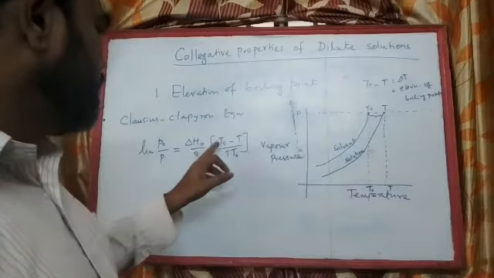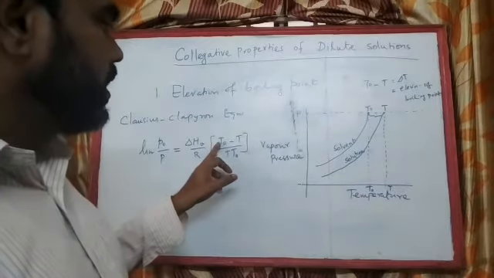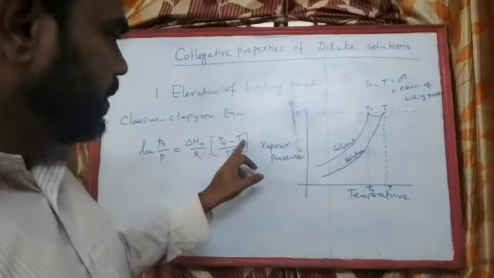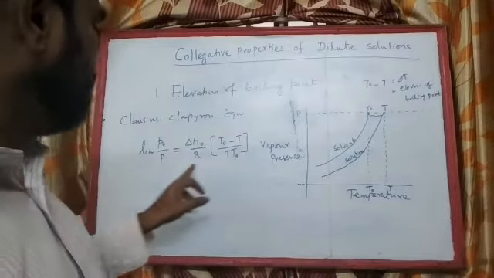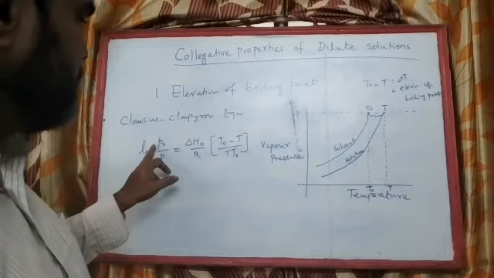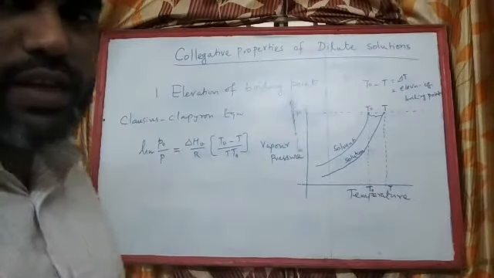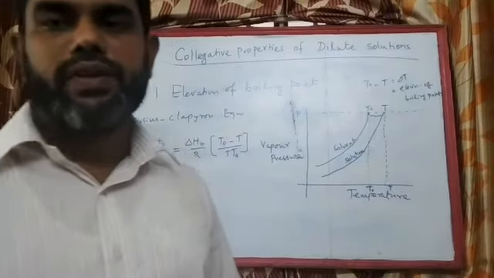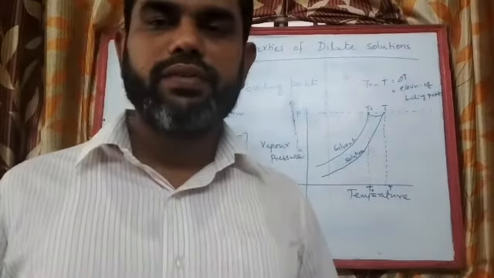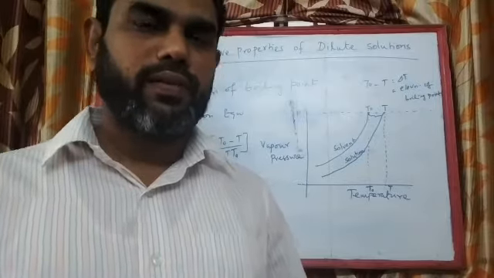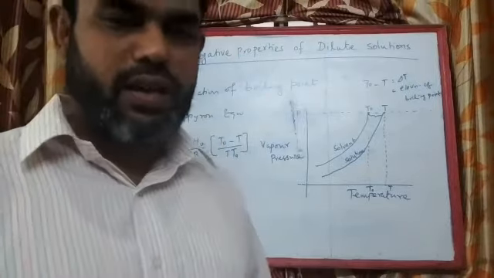T0 is the boiling point of the solvent, T is the boiling point of the solution, P0 is the vapor pressure of the solvent, P is the vapor pressure of the solution, delta HV is the latent heat of vaporization of the particular solution, and R is the gas constant.